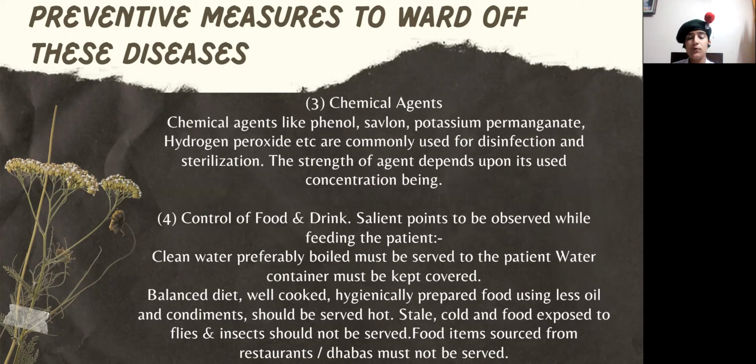Fourth is control of food and drink. Salient points to be observed while feeding the patient: clean water, preferably boiled, must be served to the patient. Water container must be kept covered. Balanced diet, well-cooked, hygienically prepared food using less oil and condiments should be served hot. Stale, cold, and food exposed to flies and insects should not be served at all. The food items sourced from restaurants, dhabas must not be served, right?